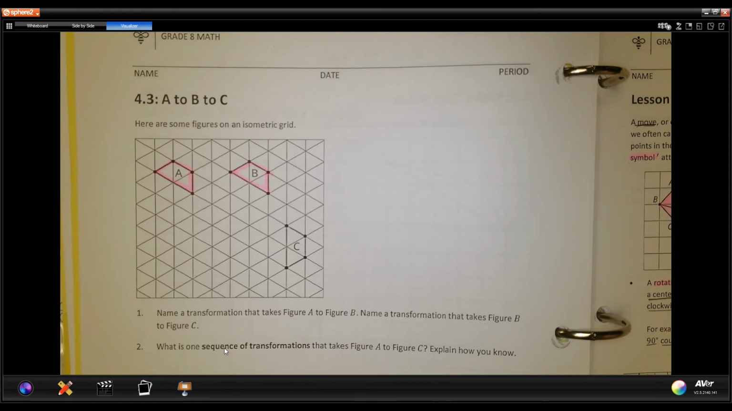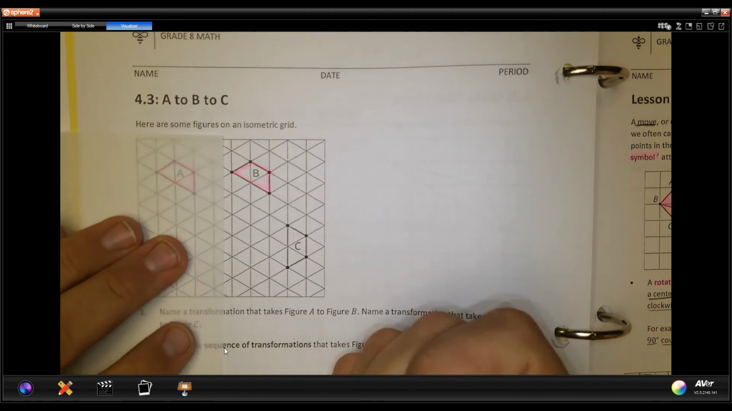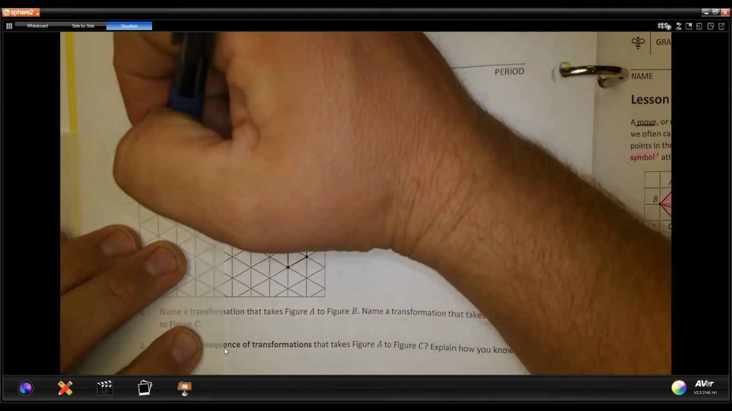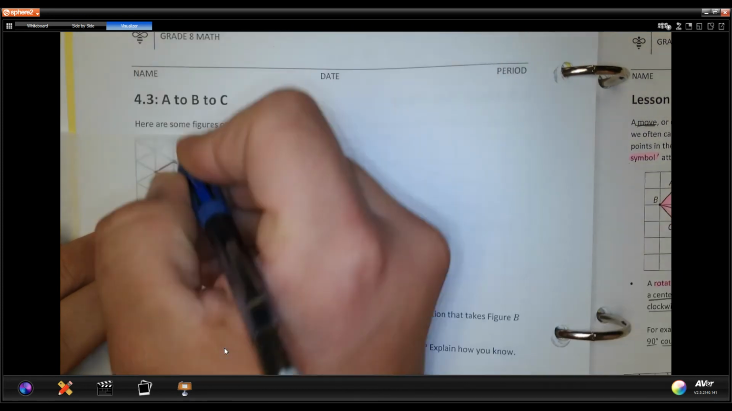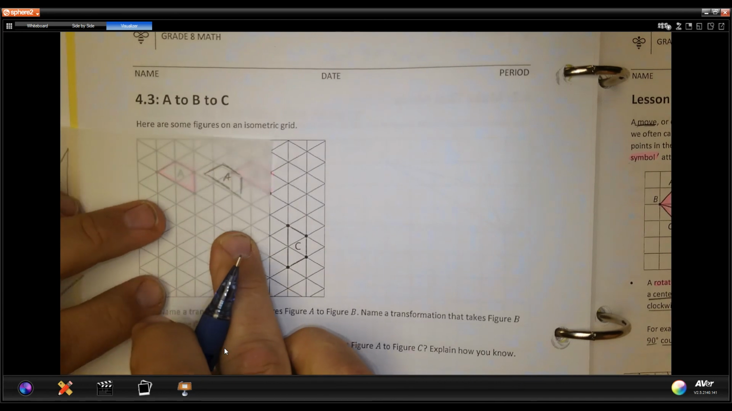Hopefully you have some tracing paper that you can use. Tracing paper I used just a minute ago. If you don't have some, pause the video, go and find some paper, and let's trace these out. And when you're back, we're going to go ahead and trace figure A. And the goal is that I need to take figure A to figure B.